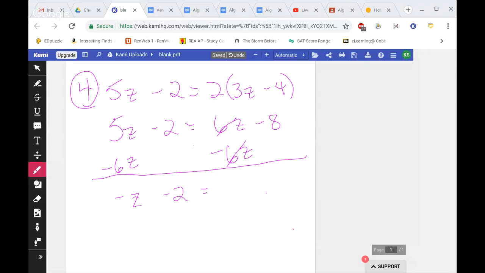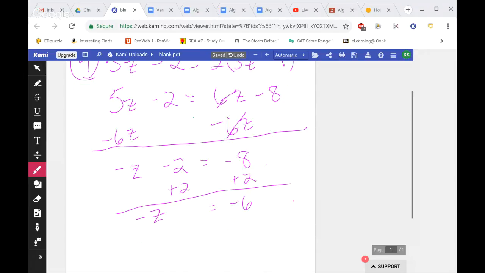My z's and my 2's look so much alike. I have to put that little thing there. I'm going to add 2 to both sides. That's going to give me negative z equals negative 6. Once again, in order to get the negative off of the z, I'm going to divide both sides by negative 1. And that gives me z equals 6.